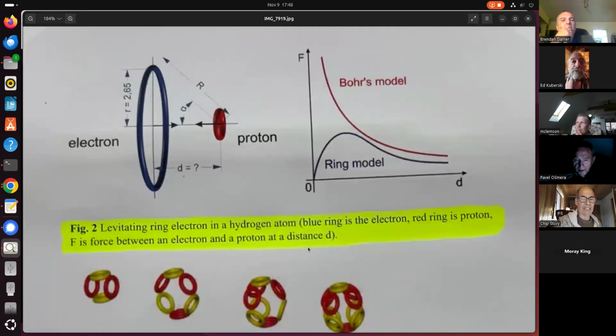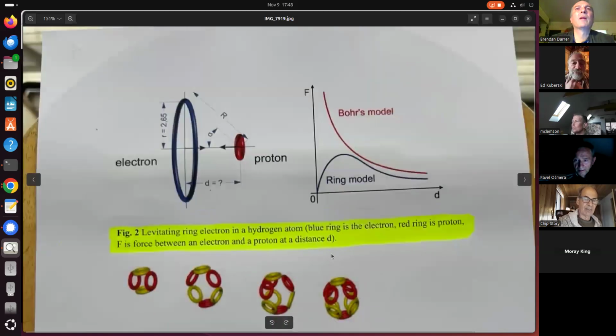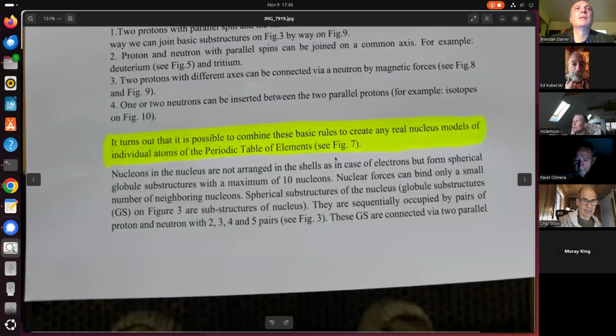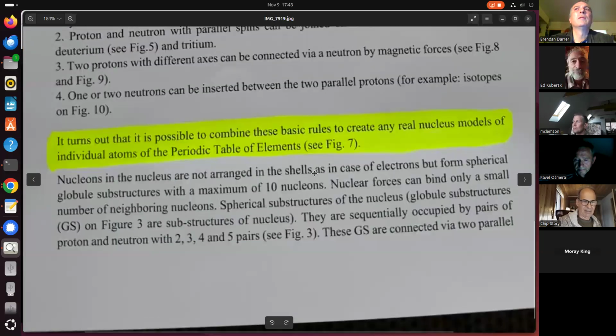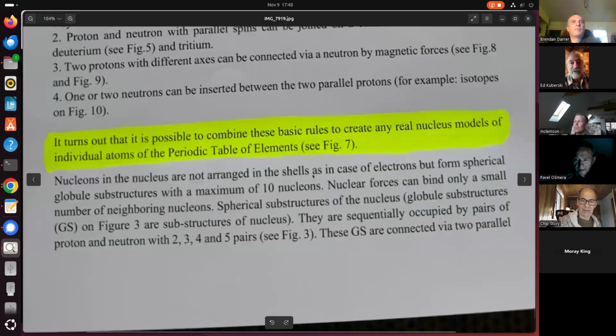So, levitating ring electron. Basically, you guys, he's showing how these structures, these globular structures, create all the elements of the periodic table. And if we just keep going, you guys will see what's going on here. Yeah, you just need to carry on. I love the questions, but we just need to carry on. It's going to be hard for a podcast if we don't get through it.